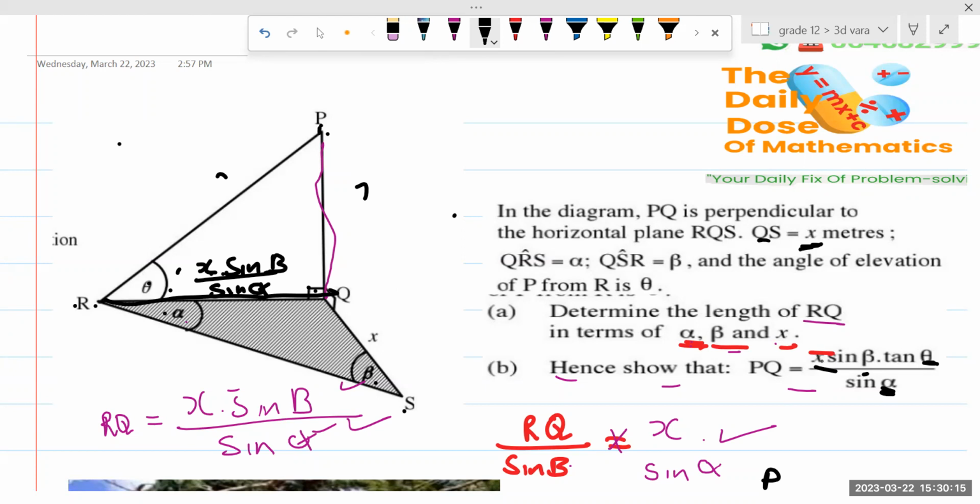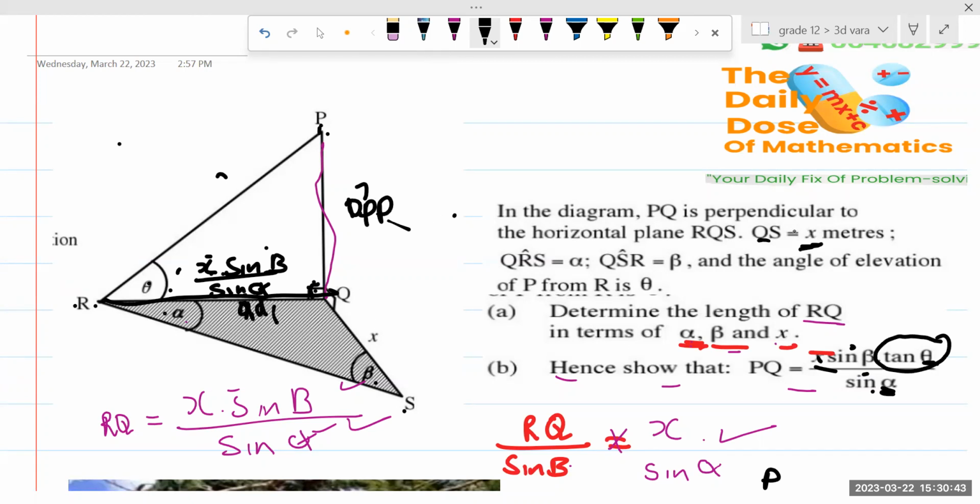We already have x here. We have the sine of beta here. We have the sine of alpha. What seems to be missing is the tan of theta. Now, how do we get the tan of theta? We have a right angle triangle, this thing here. If it's a right angle triangle, then we have the adjacent side, this is the adjacent side, and then we are looking for the opposite side.